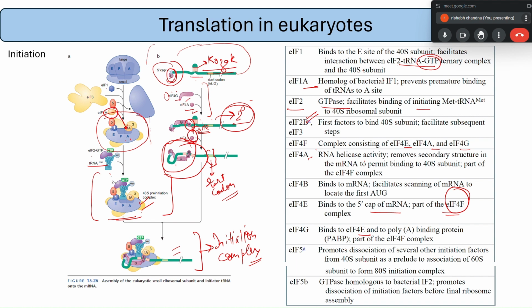And then we have EIF5 that promotes dissociation of several other initiation factors from the 40S, so that the 60S subunit can bind to form the 80S complex. Okay, then 5B has a GTPase homolog of IF2 that promotes dissociation of the initiation factors before final ribosome assembly. Okay, so this is the pre-initiation complex. Now the large subunit will come and bind to this particular complex, forming the initiation complex.